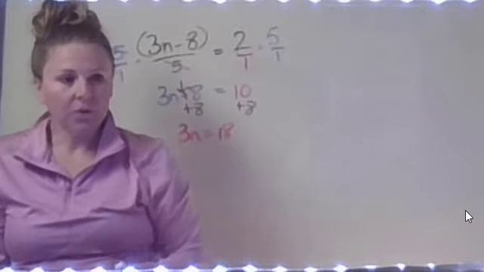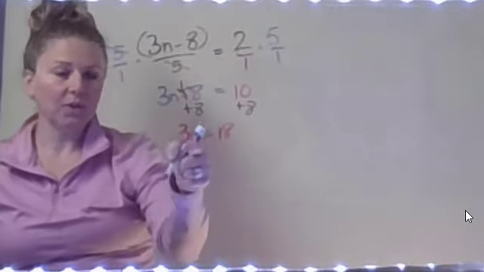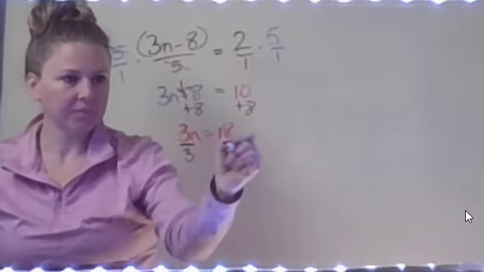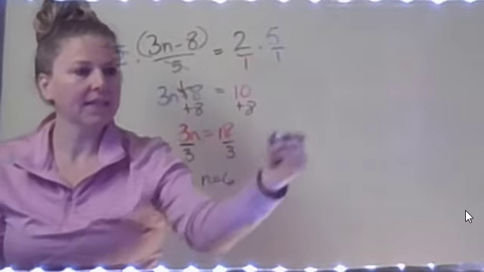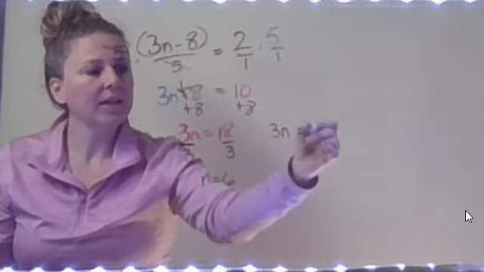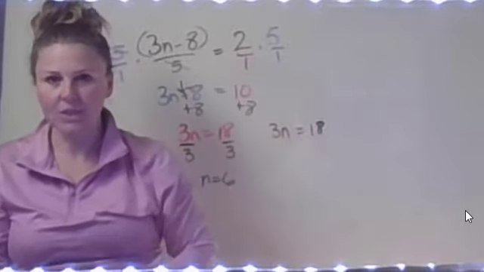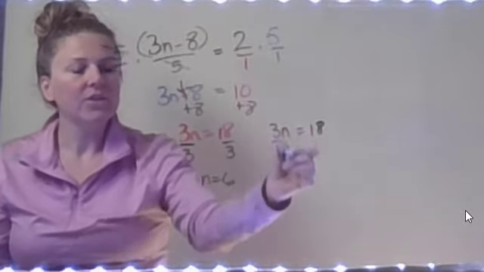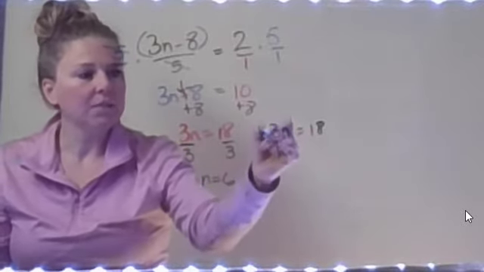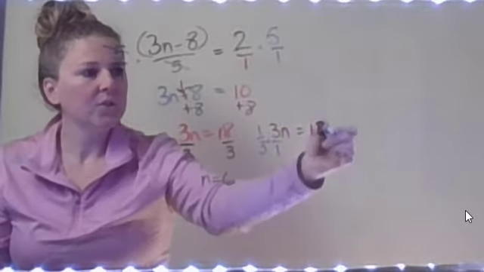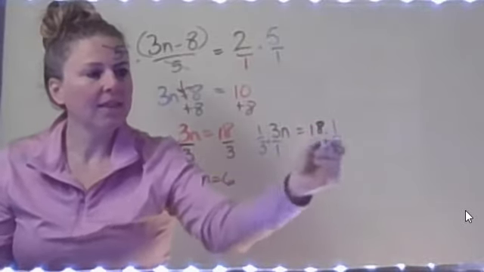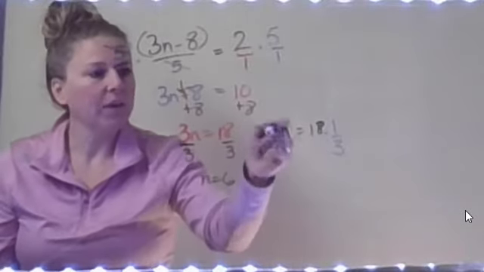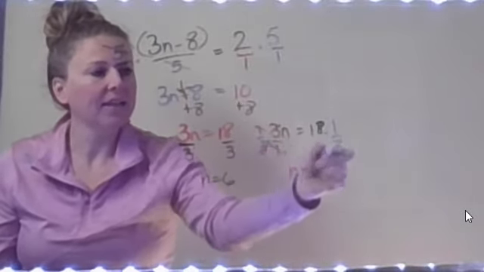To get the n alone, you could think of this a couple different ways. You could just divide by 3. So n is equal to 6. But you could also think of it as multiplying by the reciprocal, since that's what we've been doing. 3 is the same as 3 over 1. So multiplying by the reciprocal is multiplying by 1/3. So this is just the exact same way, thinking of it differently. The 1/3s cancel, so that's how we get just the n left on the left.